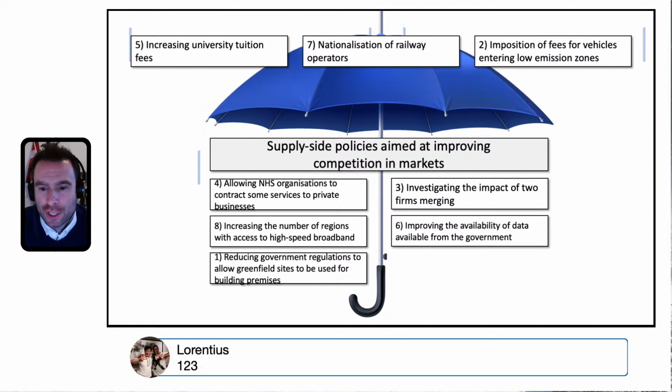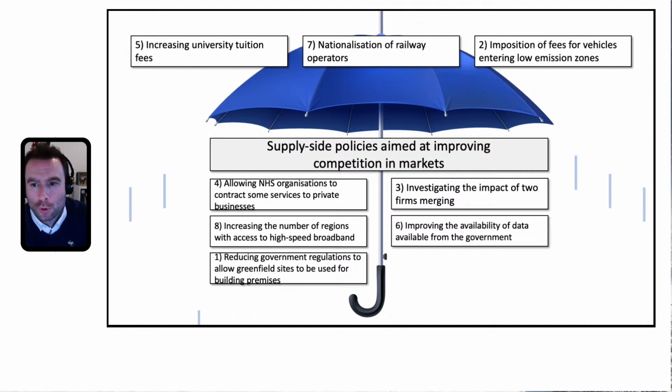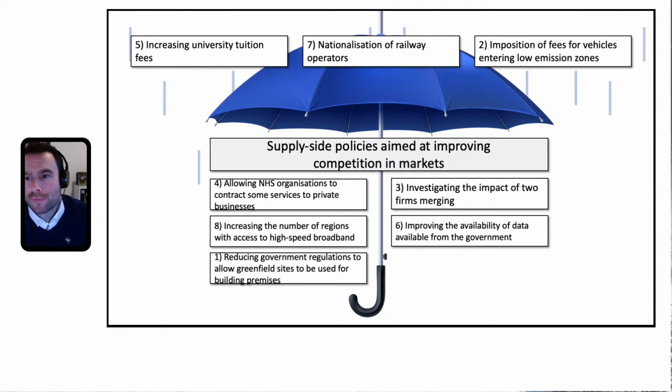Now, is increasing university tuition fees going to improve competition in markets? It's not. University tuition fees are going to have an impact on the quality and the quantity of the labour force. So it is a supply side policy, but it's not going to be directly impactful on improving competition in markets. Nationalisation of railway operators. Well, you probably come across privatisation at some point. Nationalisation is the opposite of privatisation. So by nationalising, you've got one company running a railway operator. You've got a public sector monopoly. So that's not going to improve competition within markets either. It's going to have the opposite effect.